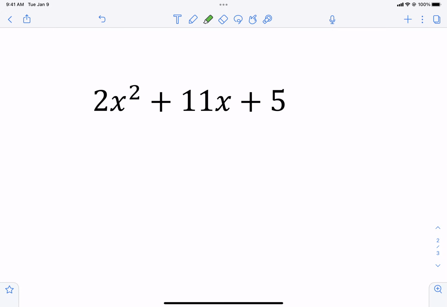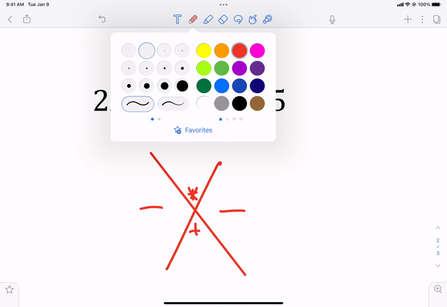Let's see if we can remember the steps on our own without looking back too much. Remember, the first part is to set up your x. Once you set up your x, maybe draw a little multiplication symbol here and a little plus symbol there. On the side, you're going to draw your fractions. Now it's time to get the numbers in play.